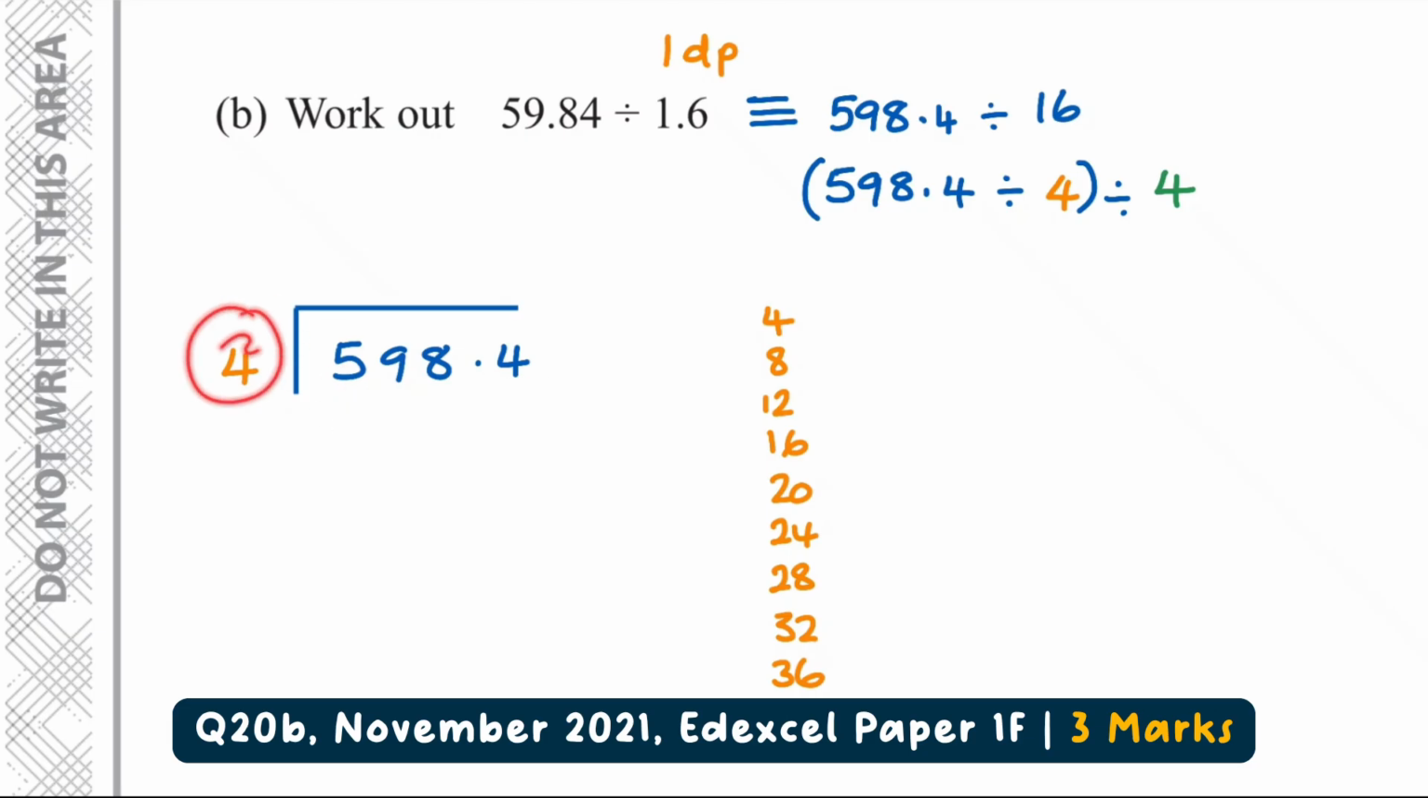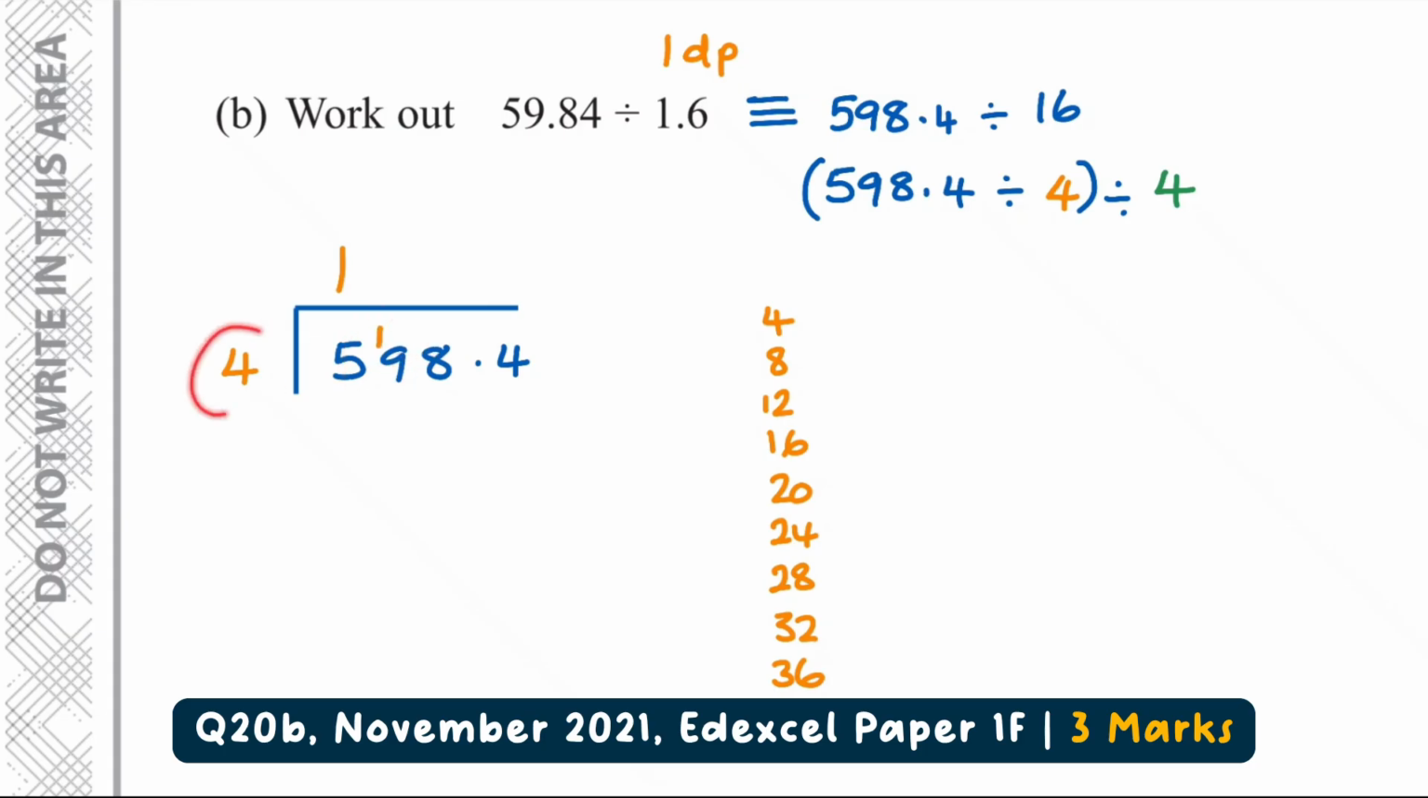So how many 4s in 5? Looking on the 4 times table, notice we don't have a 5, but we have two numbers that are close to 5: 4 and 8. We go with the number with the smaller value. This is one lot of 4, so we write 1 at the top of our bus stop. To go from 4 to 5, there's a remainder of 1, and we carry that to the next digit. So this becomes 19.